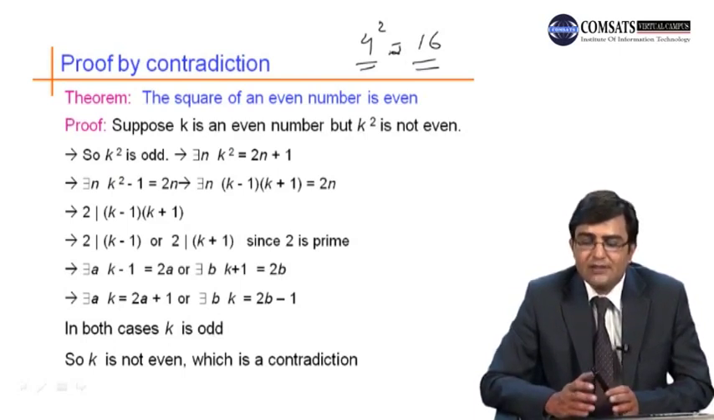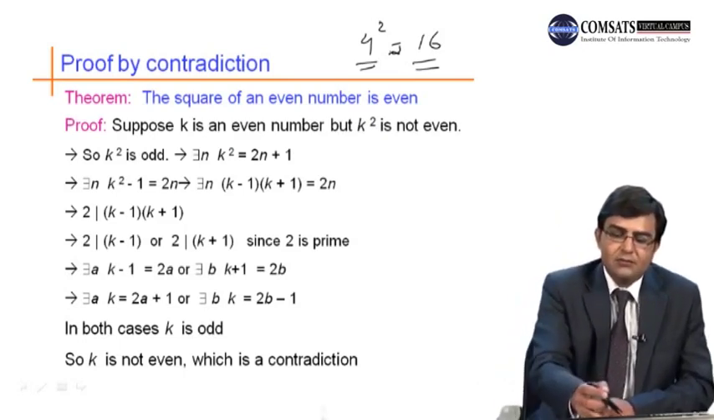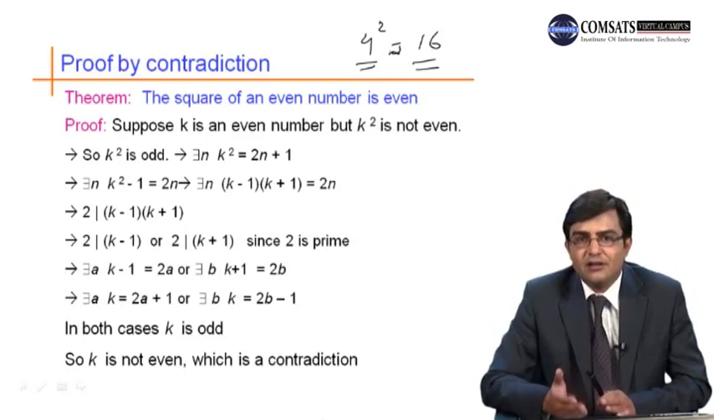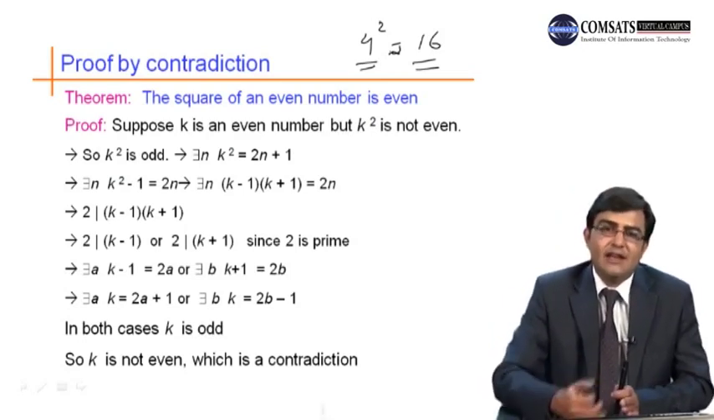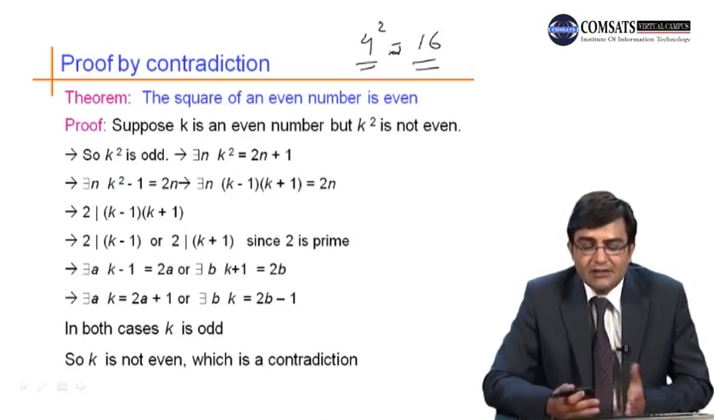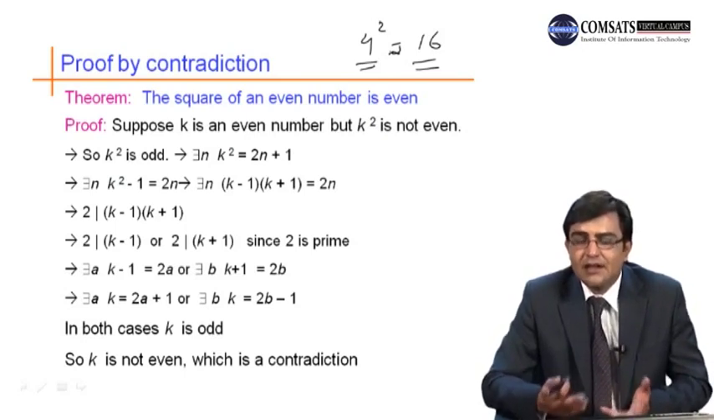So to prove this statement by the method of contradiction, we suppose that there is an even integer whose square is not even. So we suppose the negation of the given statement is true. What is the negation of the given statement? The given statement is the square of an even number is even. So the negation of this statement is the square of an even number is not even. So this is the negation.